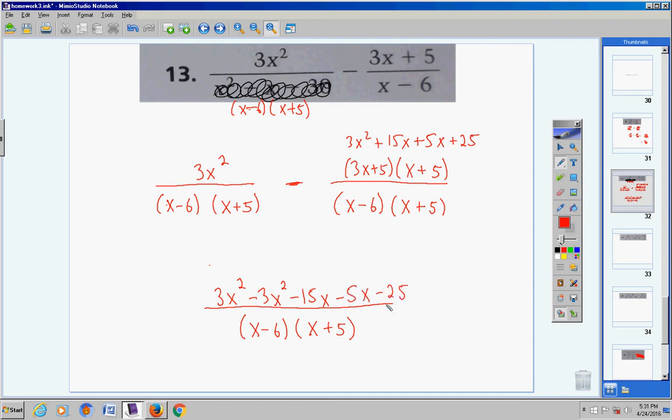Now let's combine like terms and we're finished, okay? 3x squared minus 3x squared, those cancel out. Negative 15, negative 5, that's negative 20x. Negative 25, so negative 20x, negative 25 is now your numerator.